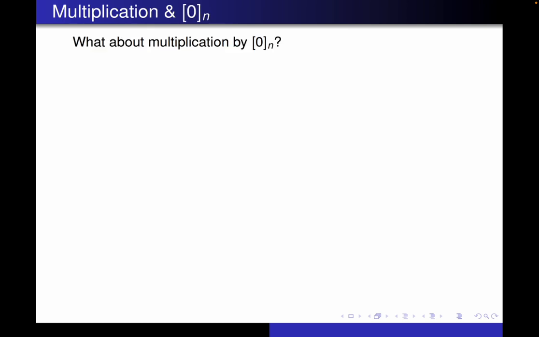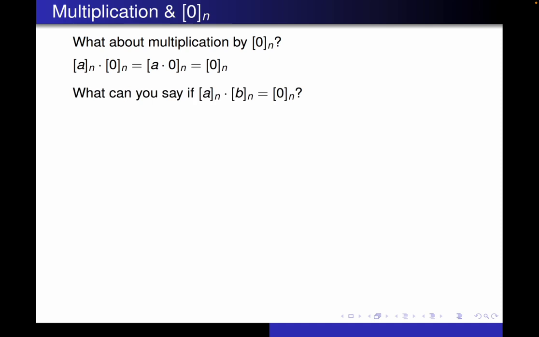Another question you might ask is, what happens when we multiply by 0? Again, we know how multiplication works in Zn. If I take bracket a sub n times bracket 0 sub n, that's the same as the congruence class containing a times 0, but we know a times 0 is equal to 0, so again we get 0, just like we did for integers. But now comes a slightly different question. What if I tell you I have two congruence classes that I'm multiplying together to give you 0? Does that mean that one of those congruence classes, either bracket a or bracket b, itself has to be 0?